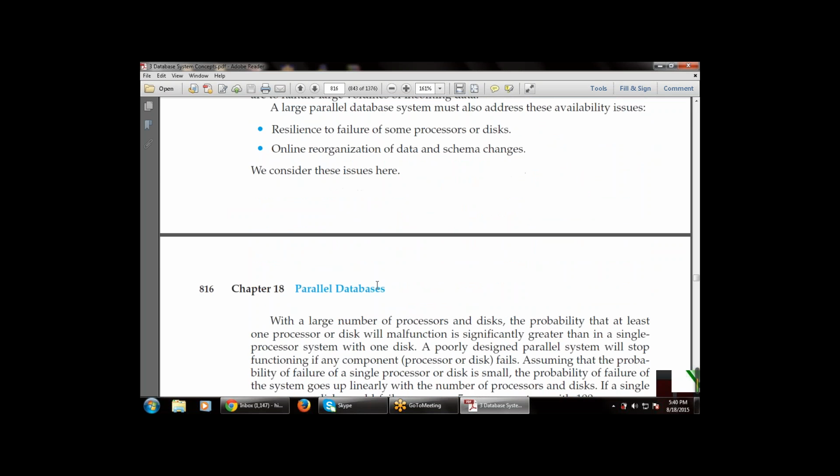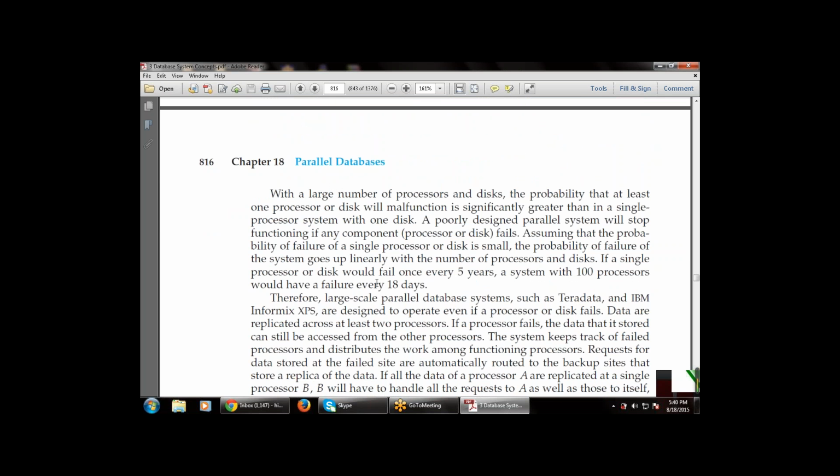We consider these issues here. Whenever there are a large number of processors and disks, the probability that at least one processor or disk will malfunction is significantly greater than in a single processor system with one disk. So if there is a failure or malfunction in one disk, there are multiple other disks or processors available to handle it.